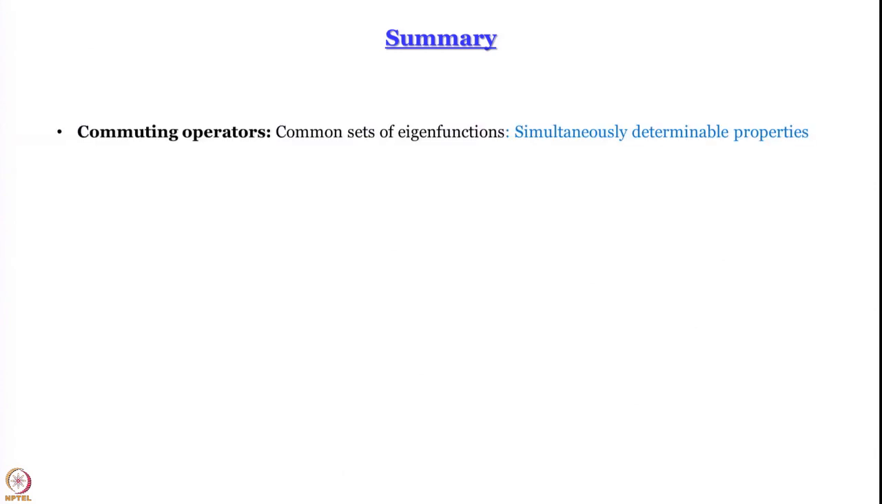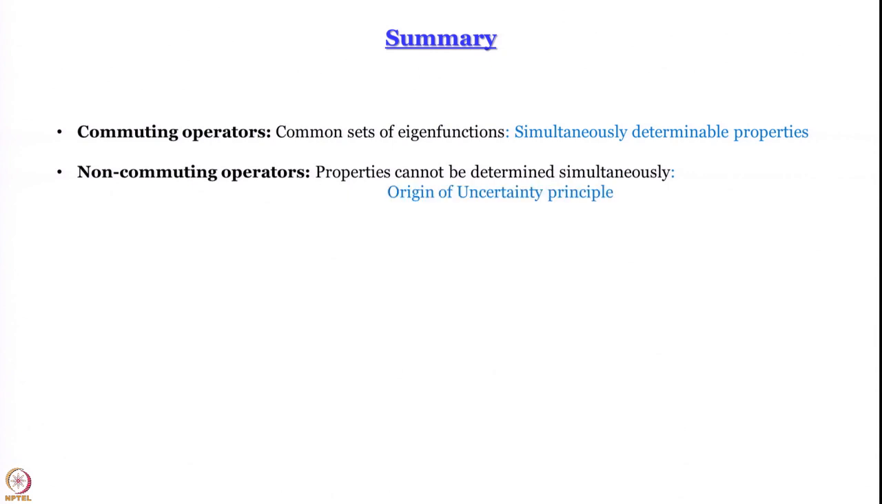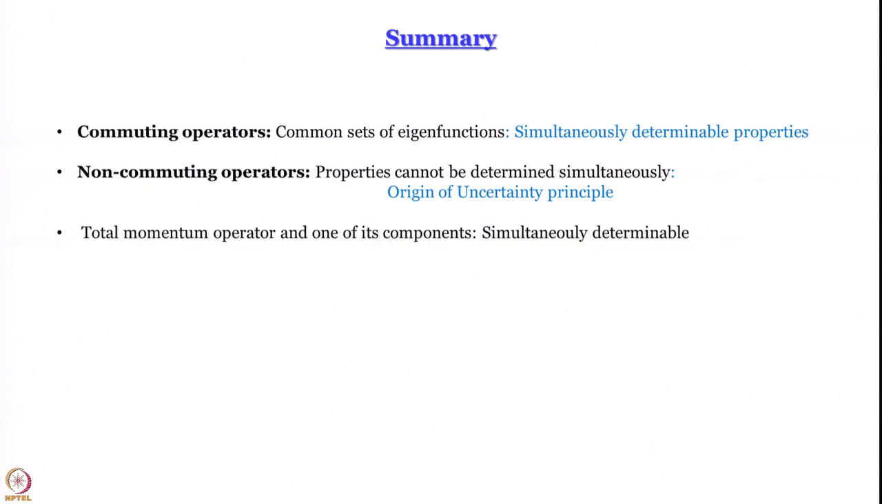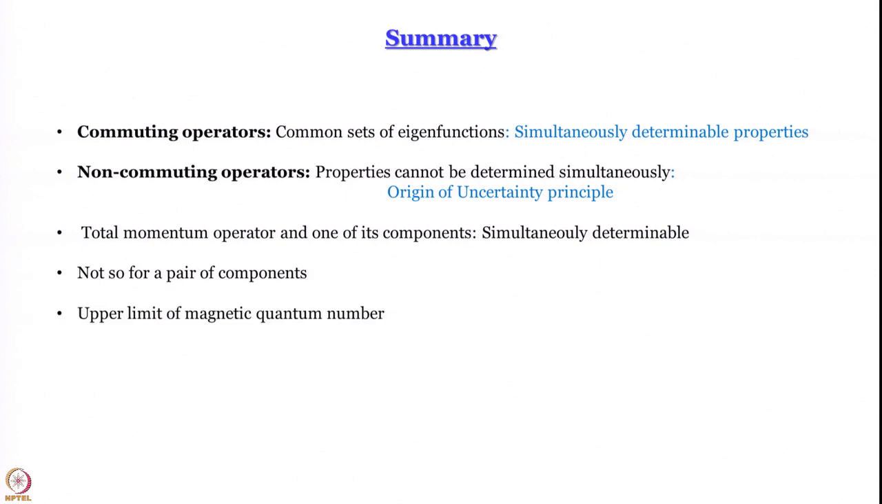So, to summarize, we have learned that if operators commute, then the properties that they stand for can be determined simultaneously. What we have not done is the non-commuting operators, which have properties that cannot be determined simultaneously. That leads to the uncertainty principle, which I have left for you to do as self-study. We have learned that the total angular momentum operator and one of its components are commuting operators. So, these properties are determinable simultaneously, but if you take a pair of components, they are not determinable simultaneously. And finally, we have learned how this leads to an upper limit of the magnetic quantum number.